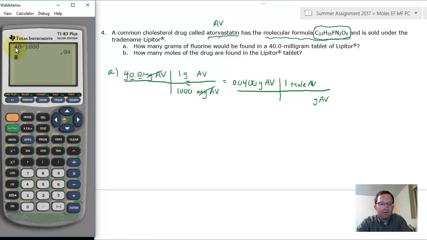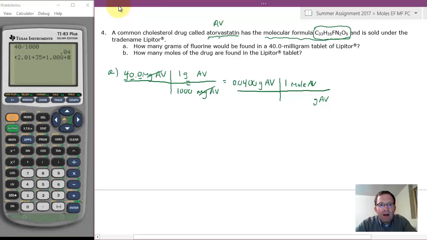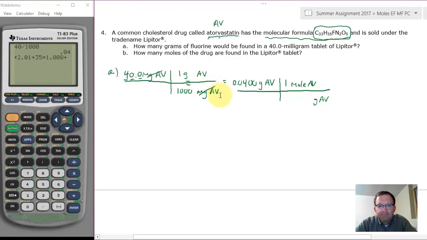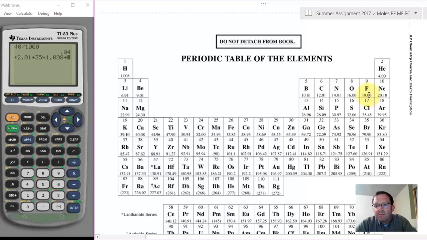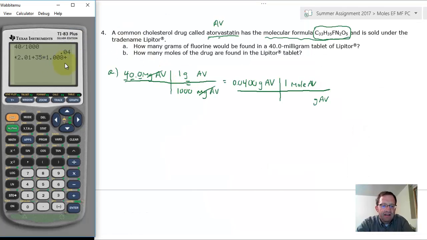I need 33 carbons. So 33 times, hopefully you remember, 12.01. That's 33 carbons. Plus, I need 35 hydrogens. Plus, I need 1 fluorine. Now, that's one we haven't used up till now. So maybe we better jump back over here and take a quick peek. Fluorine on the periodic table has a mass of 19. Okay, so I need to go back to my formula and add in that 19.